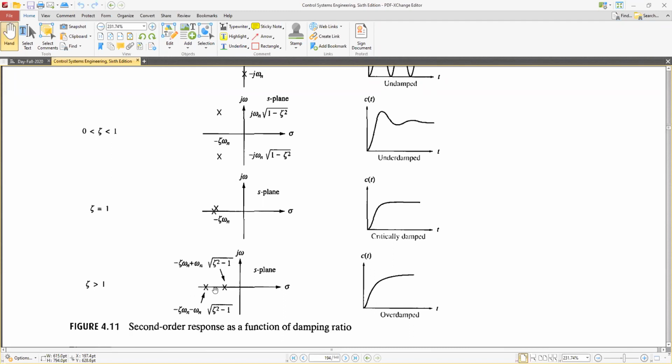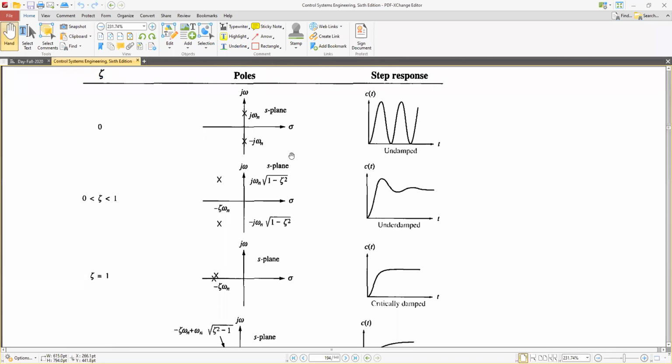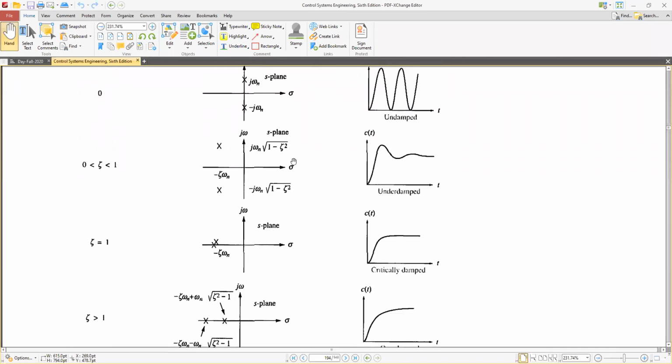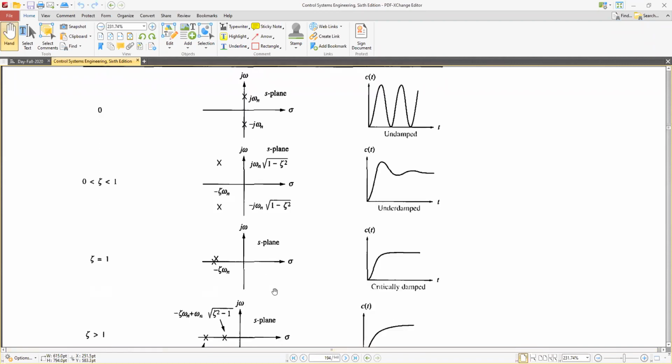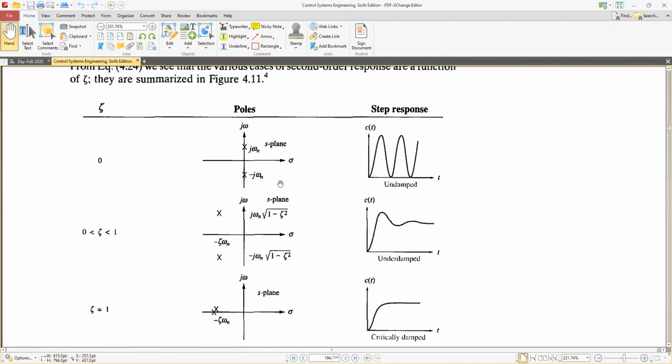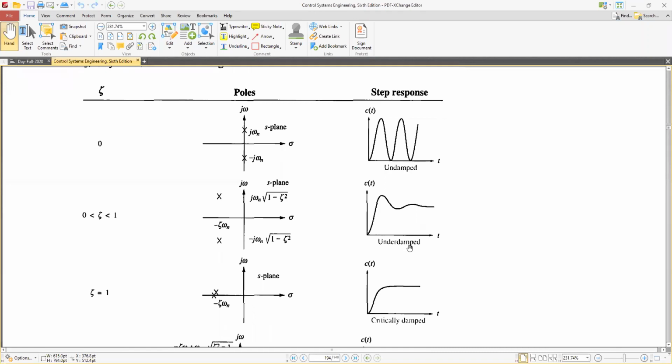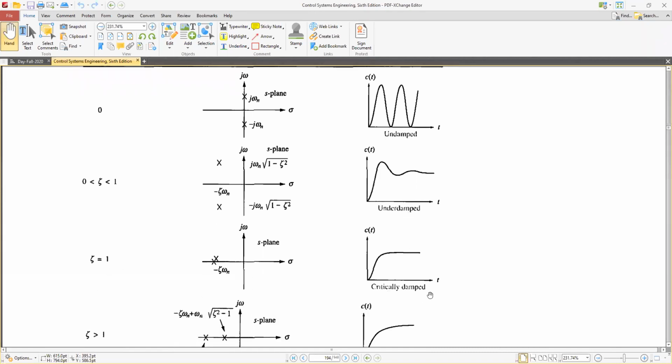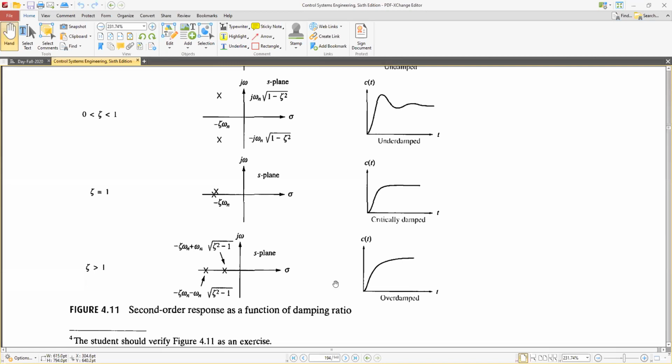Okay, and the zeta would be here. Remember this chart. You have to understand this second order response as a function of damping ratio. You have to understand this curve. Look here. When the value of zeta is 0, the response would be undamped. When zeta is between 0 and 1, it will be underdamped. When zeta is equal to 1, it is critically damped. When zeta is greater than 1, it is overdamped.